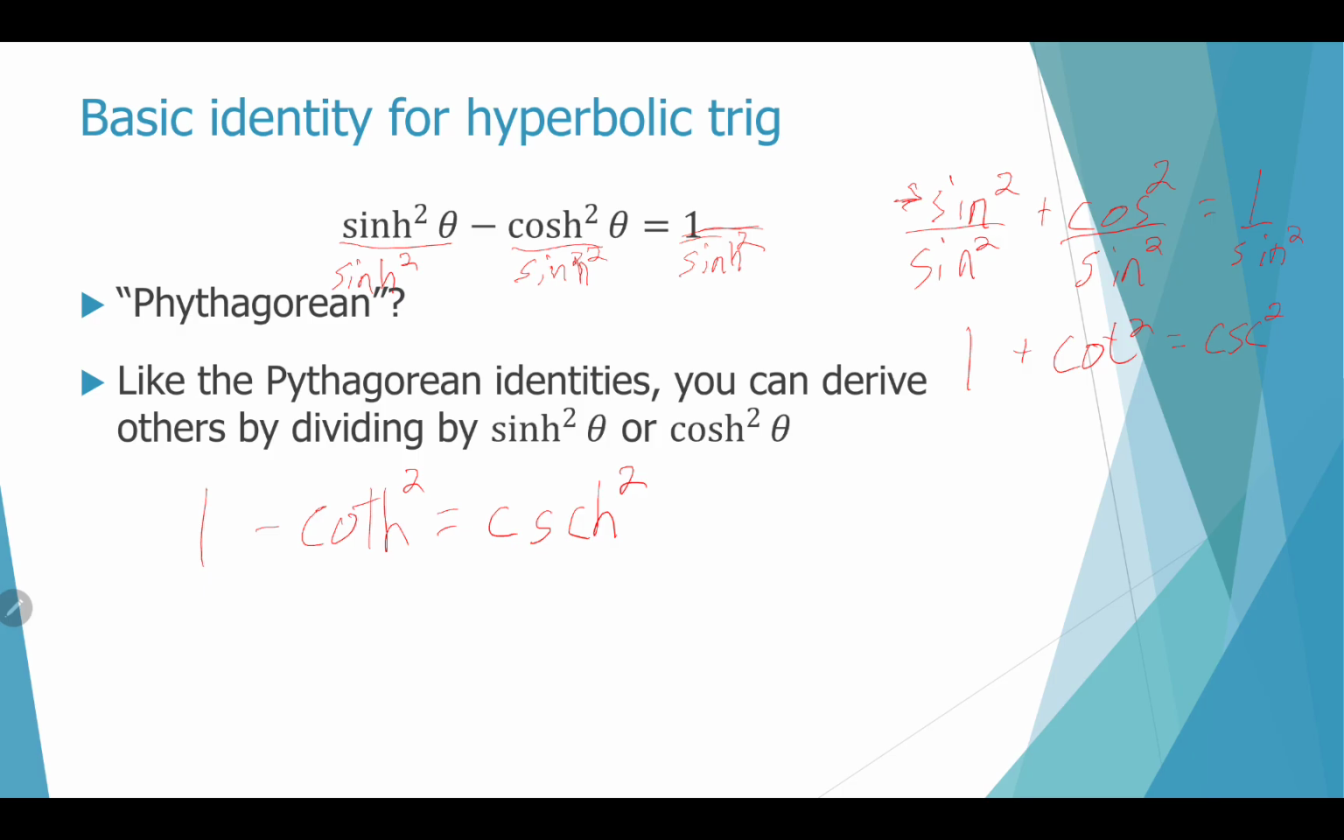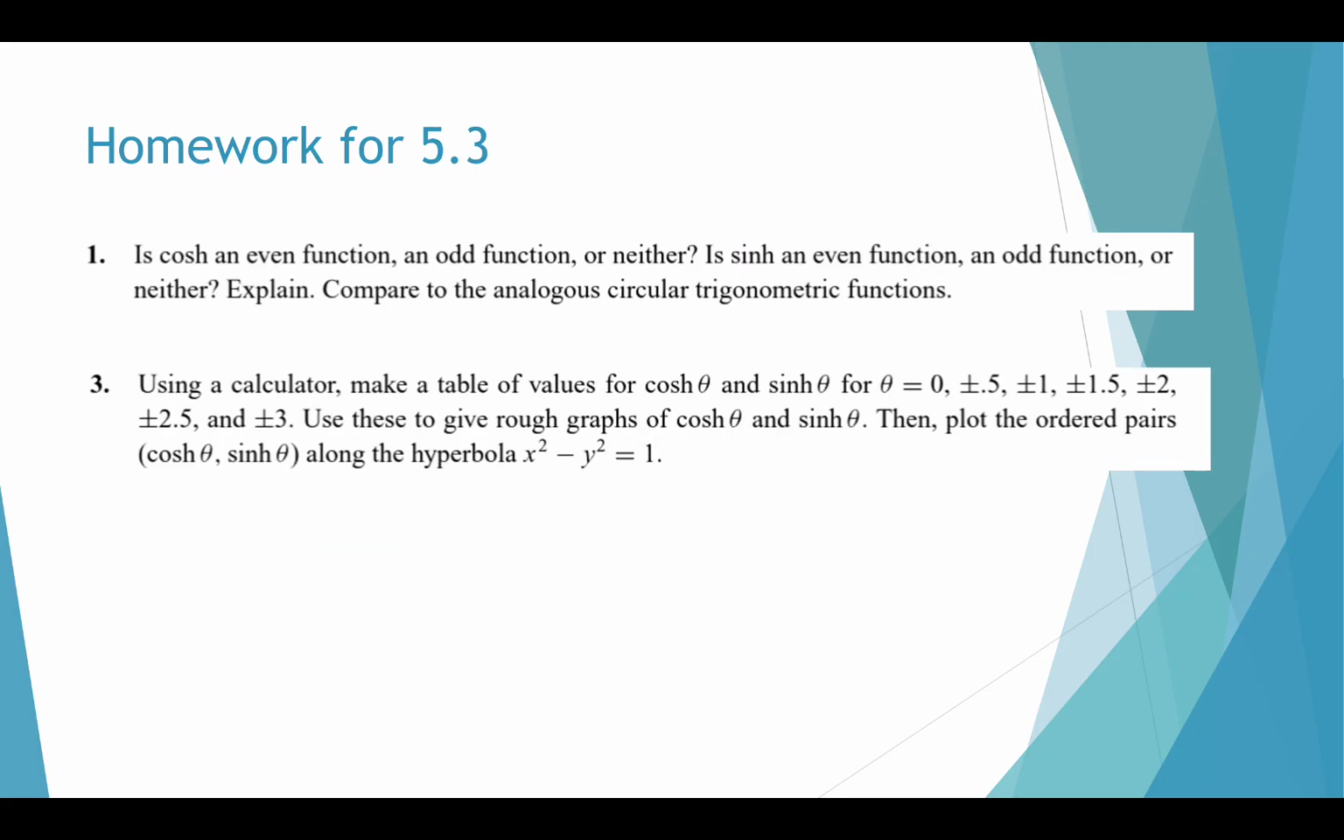I'll let you derive the other by dividing by cosh in this original, right? We always take the original and divide by it. So those identities are there. What else is there? Is cosh an even function or an odd function, or neither? Is sine an even function or odd function, or neither? Explain and compare.